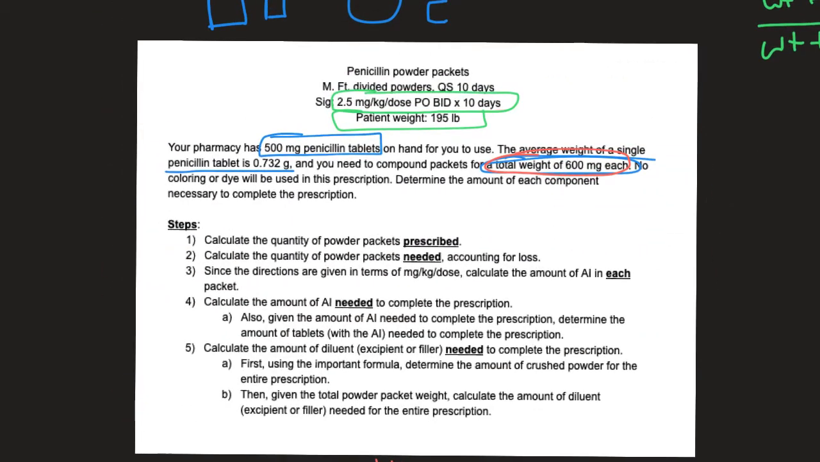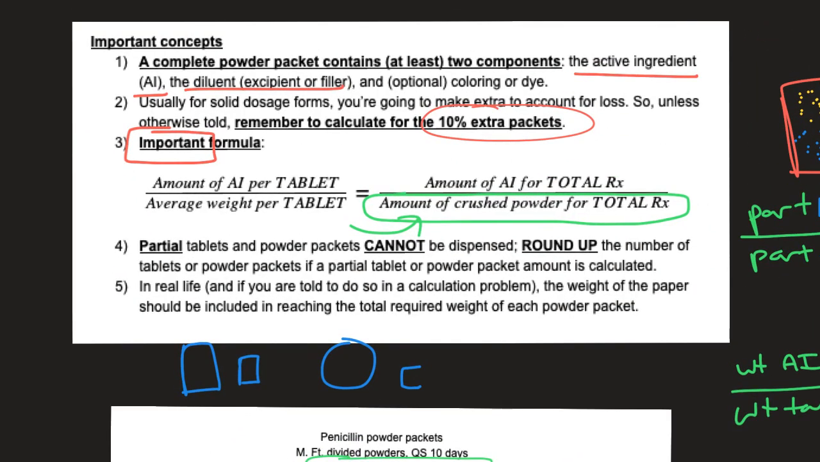So, as a review, key important concepts. A complete powder packet contains at least two components, the active ingredient and the diluent. So use those weights and the total weight required for each powder packet to calculate the required components. For solid dosage forms, like powder packets, capsules, suppositories, you're going to account for 10% extra to account for loss. Remember this important formula. It's basically part over part equals whole over whole. Remember that partial tablets and powder packets cannot be dispensed or used, so just round up just in case anything's lost.